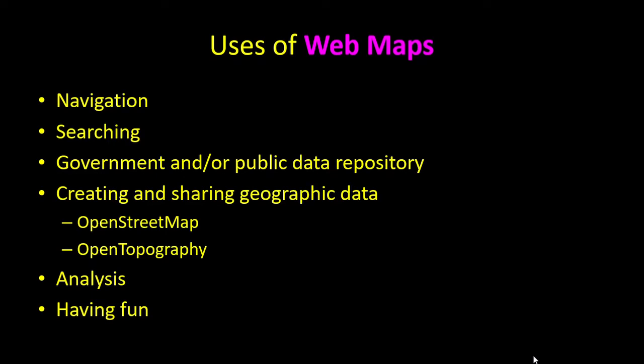Next up is government or public data repository. And so this is where the government can use web maps to provide information. So you might see the Indiana Department of Transportation constantly creating a map that shows real-time traffic data. That's government information being provided for the public.